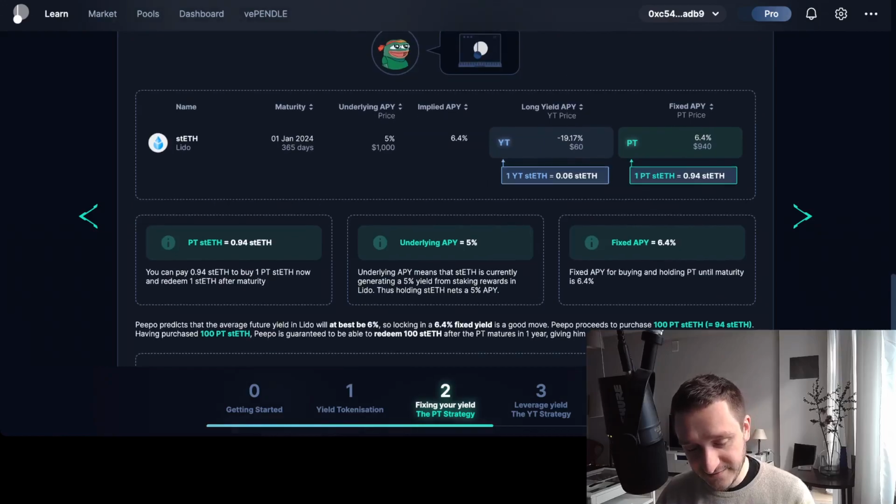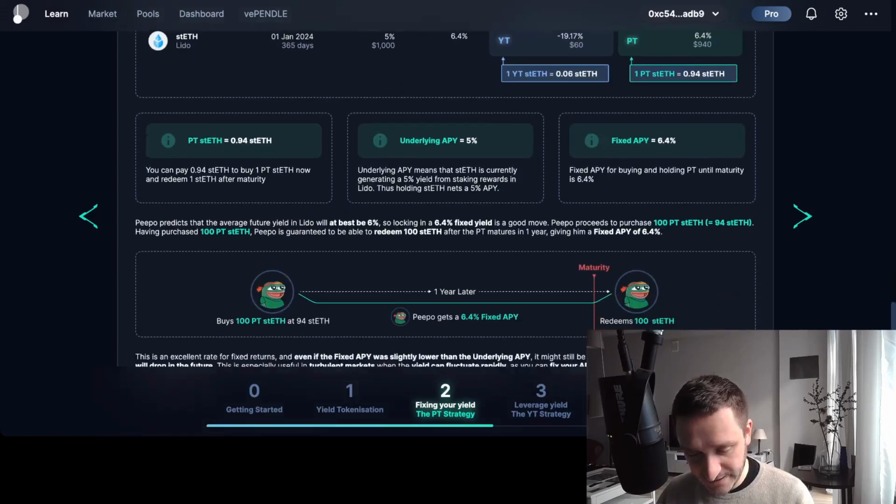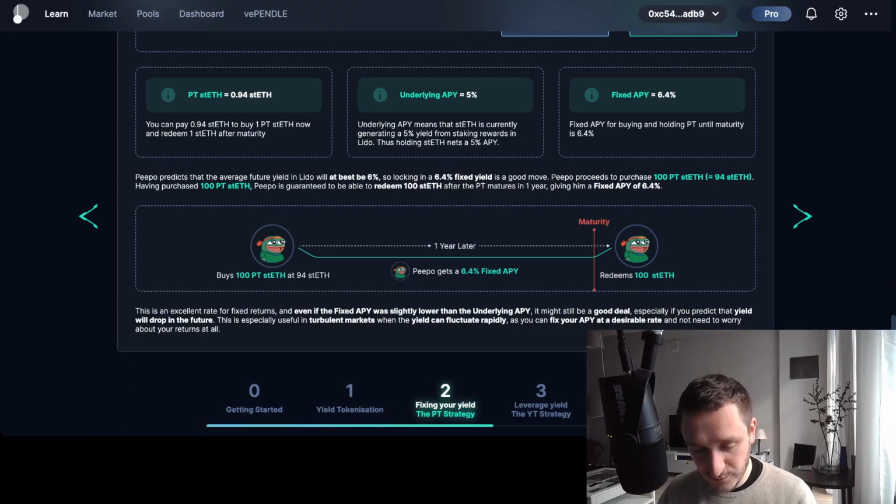So PT Steve will cost 0.94 Steve, with an underlying APY of 5% and a fixed APY of 6.4%. If you buy 100 PT Steve for 94 Steve, you'll be able to redeem them for 100 Steve 1 year later. So you really bought at a discount on the market. You don't really care about the fluctuations in price of the ETH itself or of the Steve. You just have this free 6 Steve altogether after 1 year.